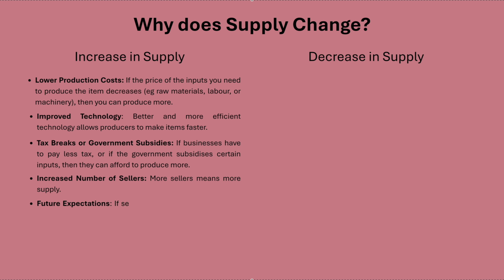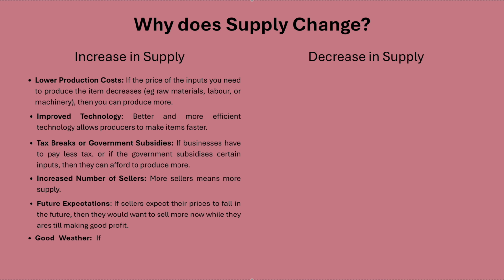Future expectations. If sellers expect their prices to fall in the future, then they would want to sell more now, while they are still making a good profit. And lastly, the weather. This is something that they like to use in the test. Think about how the weather affects things like farming. If there's a period of really good weather, for example, then a farmer might be able to grow more crops.